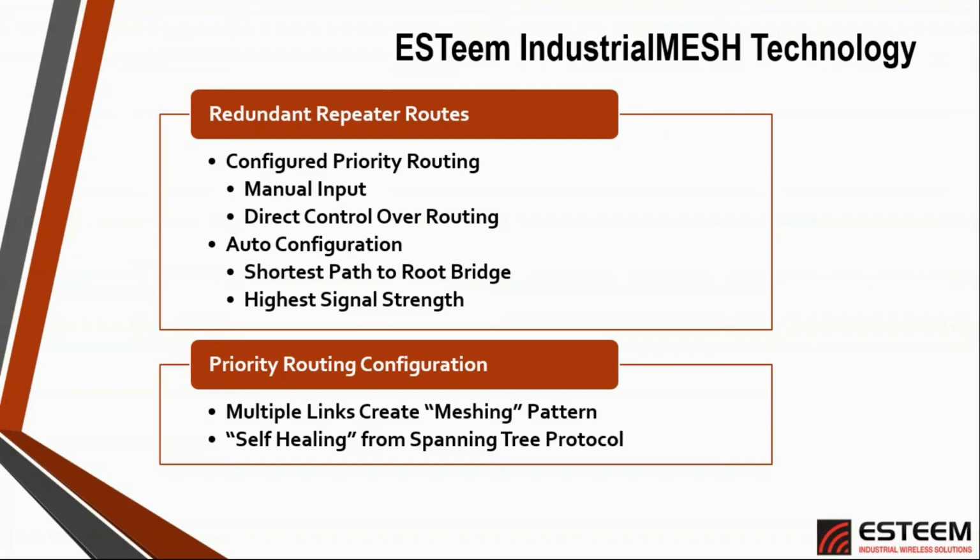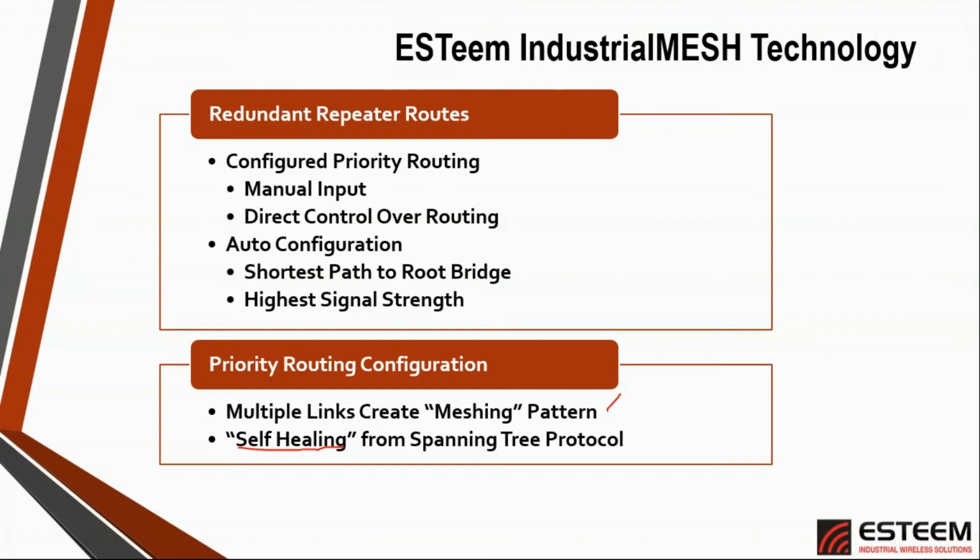Is it going to go to the shortest path? Is it going to find the highest signal strength? What do you want it to do? In most cases, those two rules never apply to everything. So for our industrial mesh technology, we've got it to where the system is actually configured manually, and then you set within that the priority. These multiple links, as we saw on the previous page, are what create that spider web or that mesh networking. The functioning of it, though, if a link ever were to be lost, it will automatically reroute the information to a different location. Therefore, we call that self-healing.